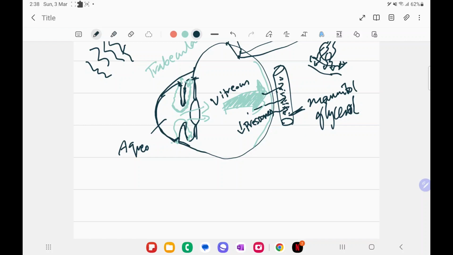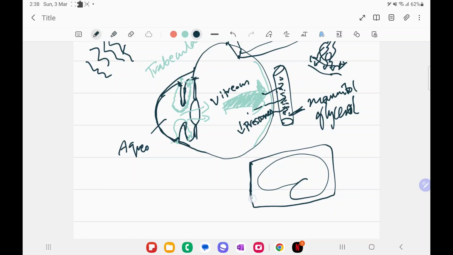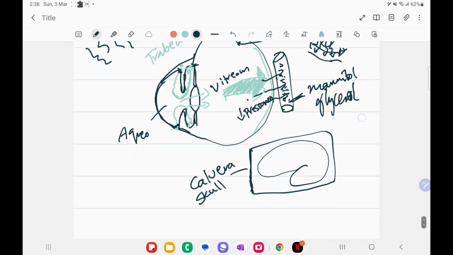Just know that we use mannitol or glycerol for glaucoma. We even use mannitol and glycerol to treat conditions like brain swelling. So sometimes your brain, which is encompassed in a skull, the cranial cavity, we call this the calvera, or the skull. It's the part of the skull that holds the brain.